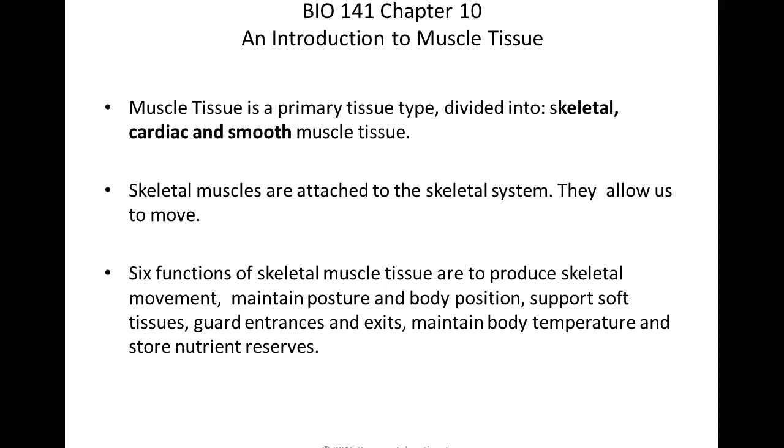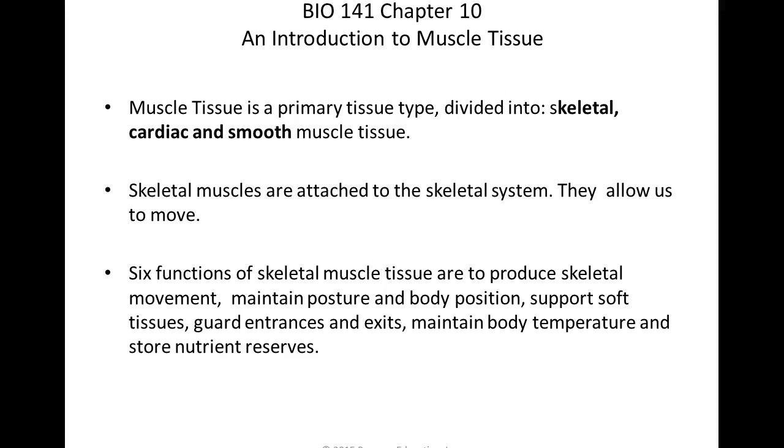Functions of the skeletal muscle, and your book comes up with six, and I probably can't think of too many more. First one is to produce movement, and I don't think there's any question about that. Second one, to maintain posture and body position. This is something that you know, but you haven't necessarily defined. Your muscles are in a constant state of contraction unless you are asleep. And even when you are asleep, your muscles are on the ready, that's for sure.